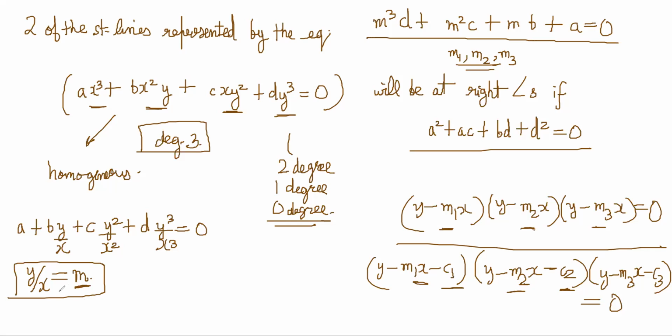Now, because it's a cubic equation and 3 roots are there, I know results on sum of the roots, product of the roots and stuff. So I can say, if my equation is m cube d plus m square c plus m into b plus a.